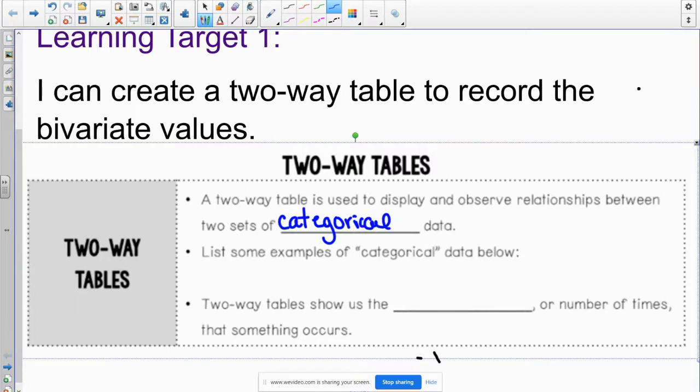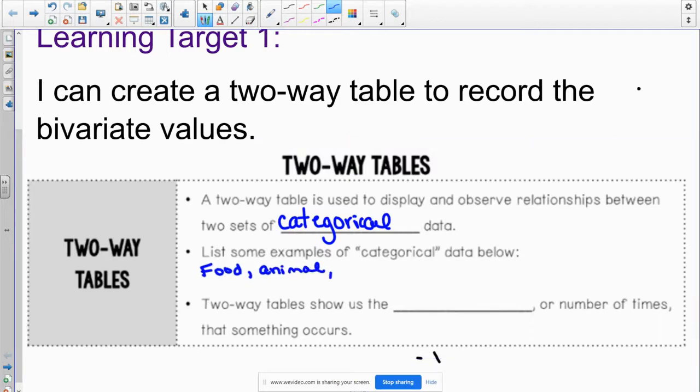Some examples would be food, what kind of food do you like, your least favorite animal, restaurants that you like to go to, your favorite color. We could do this for a long time. It's just categorical, in other words, some kind of category that you could ask somebody if they like, if you're taking a survey. Two-way tables show the frequency, so how often something happens.